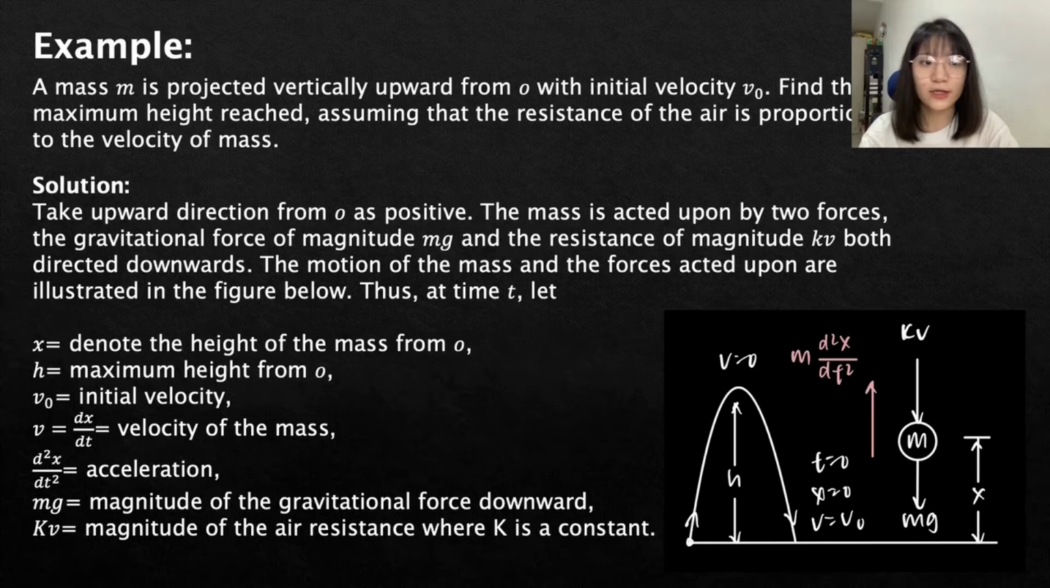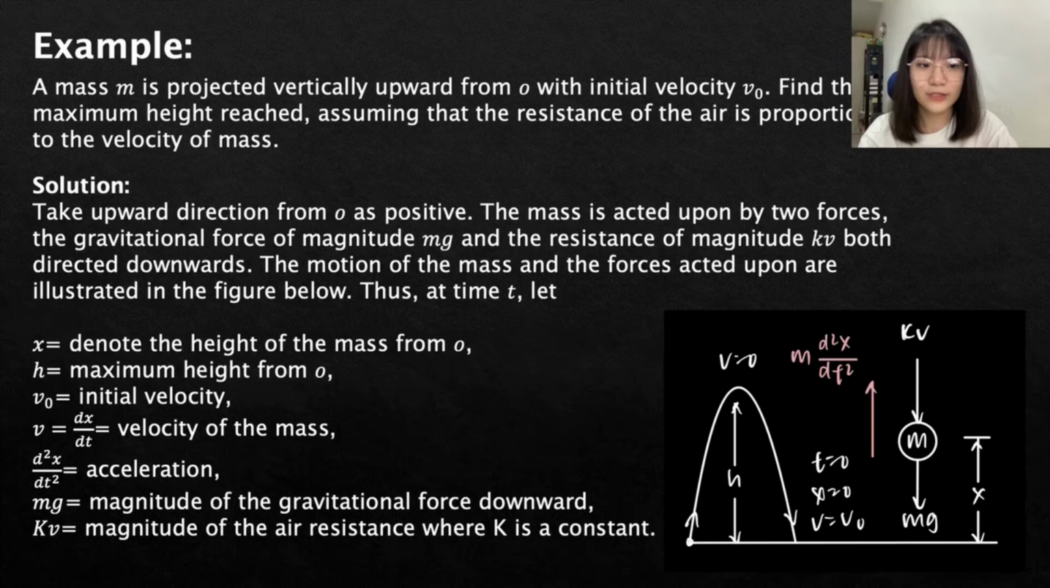The question is, a mass m is projected vertically upward from origin with initial velocity v0. Find the maximum height reached, assuming that the resistance of the air is proportional to the velocity of the mass. The solution is, we take the upward direction from origin as positive. The mass is acted upon by two forces, which are the gravitational force of magnitude mg and the resistance of magnitude kv, both directed downwards. The motion of the mass and the forces acted upon are illustrated in the figure below.